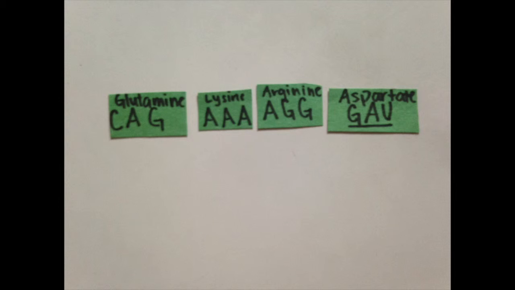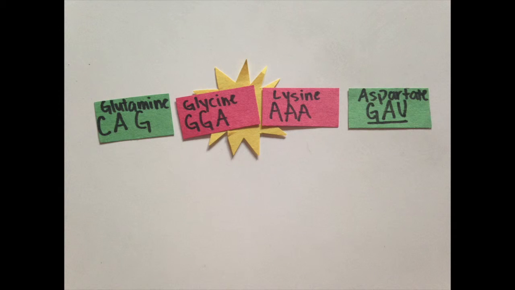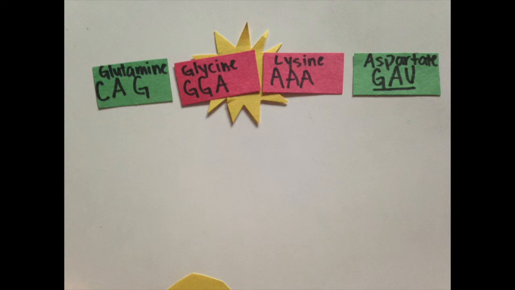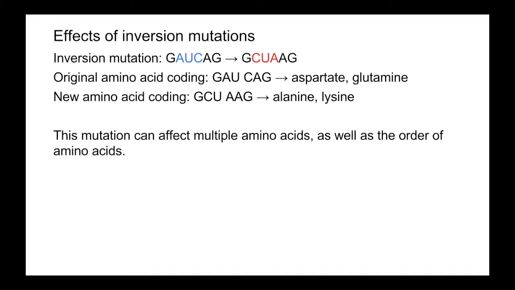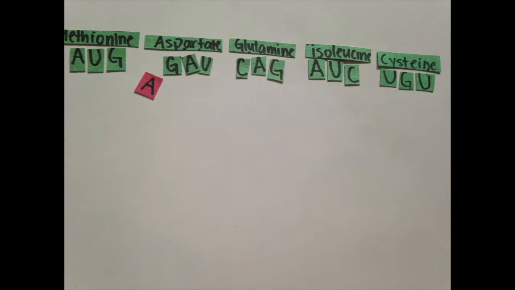There are other types of mutations as well. Look at these nucleotides. Something might happen to make the 6 nucleotides in the middle reverse direction. Clearly, since different amino acids are being coded for, this can negatively affect the resulting polypeptide. This type of mutation is called an inversion mutation and can affect multiple amino acids as well as the order of amino acids. Another type of mutation happens when a single nucleotide is inserted into the sequence.